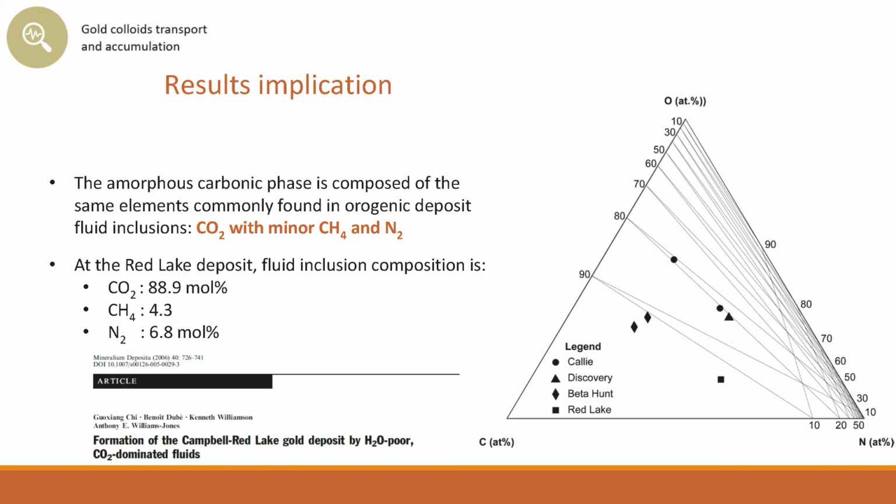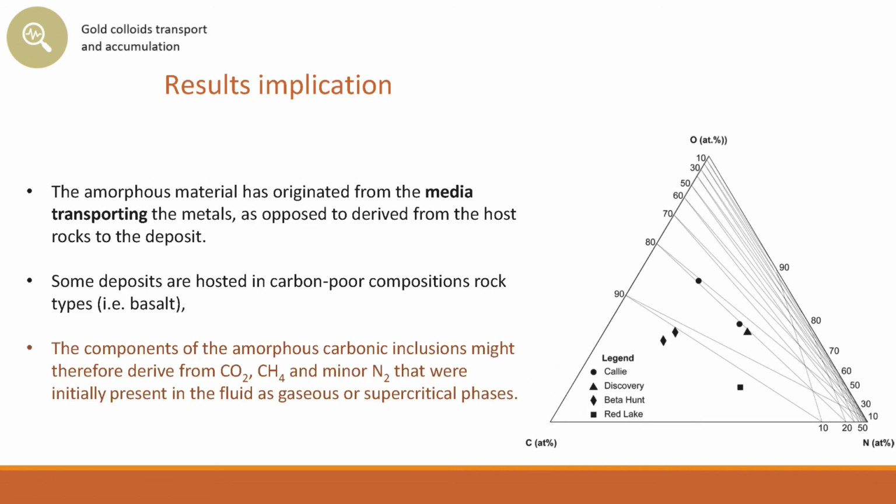And I've put here the relative proportion of these different species in fluid inclusion from the Red Lake deposit. And we see that the relative proportion of these elements in the fluid inclusion of the Red Lake deposit are comparable to the proportion that we see in our amorphous carbon phase. So that led us to think that the amorphous carbon phase was actually coming from the precipitation of these different species, CO2, CH4, N2, that were originally present in the fluid and that were precipitated under the form of amorphous carbon.